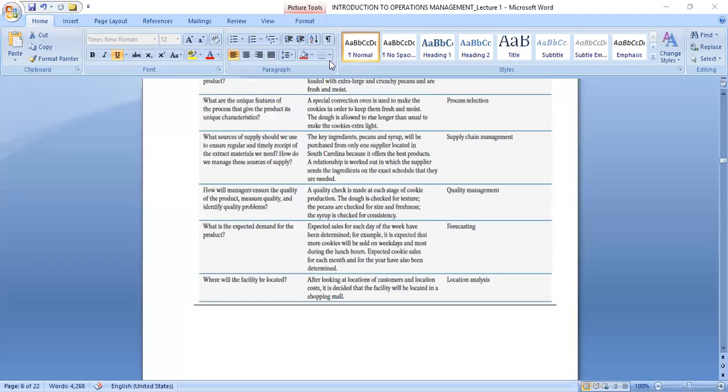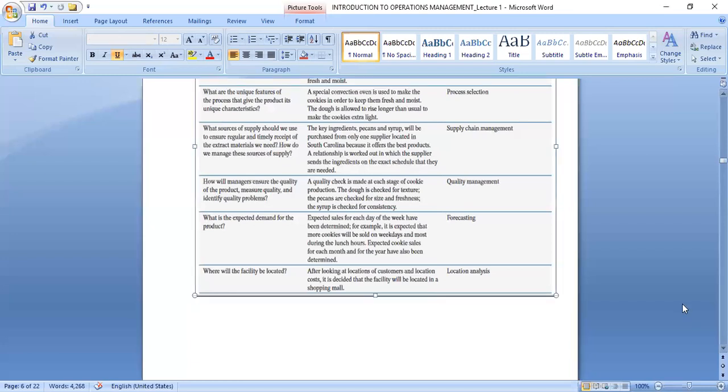I hope we are getting the logic. If there is anything unclear, please feel free to ask, because we are here to learn. And then another operations management decision will be forecasting. Since it is a cookie making business, they are going to forecast the demand of the product. They are forecasting how many sales can be made in a day, in a week, in a month, and in a year. So they are forecasting demand.